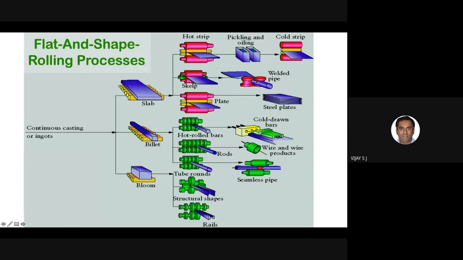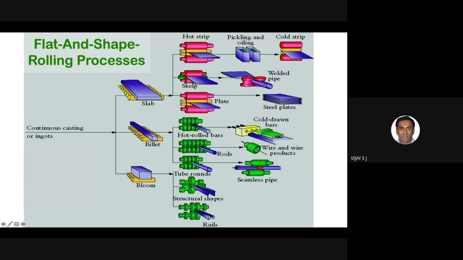Okay, if you have played cricket, you know what a seam is. The ball will have two or four parts and they are stitched, and that is called the seam. Like that, here it is welded. This is called the seam, but here it is a seamless tube.